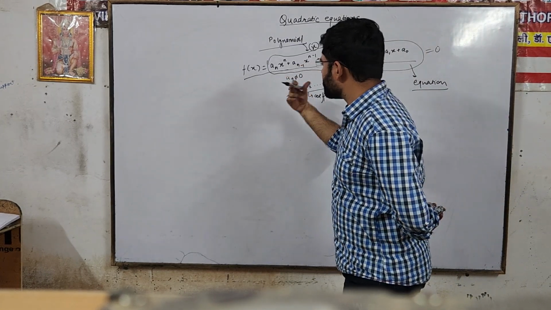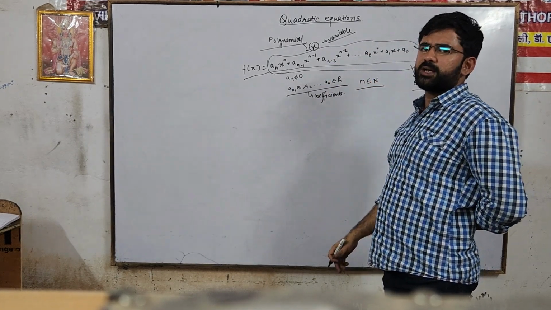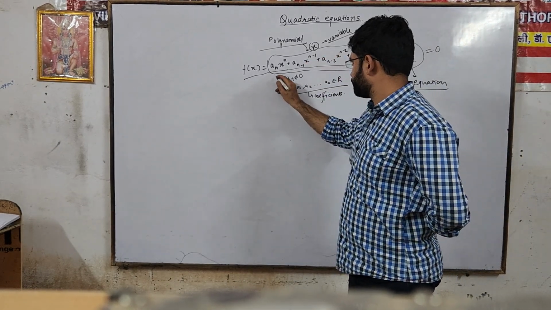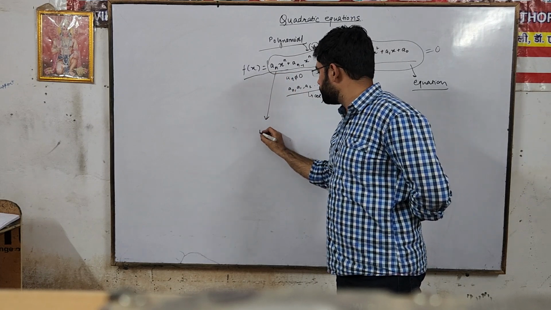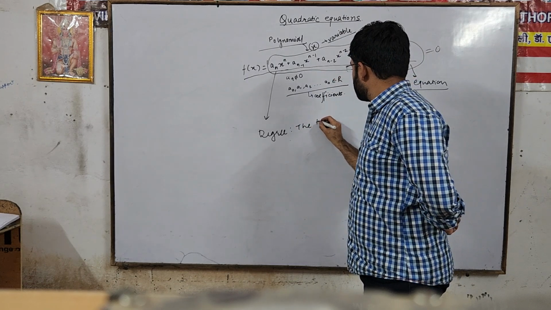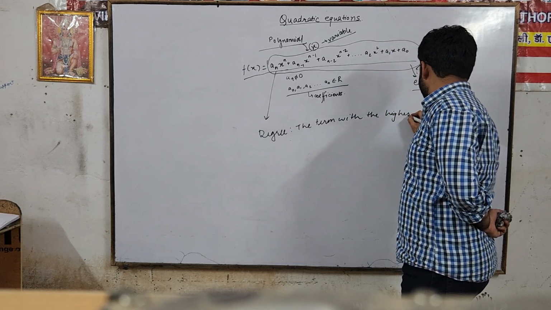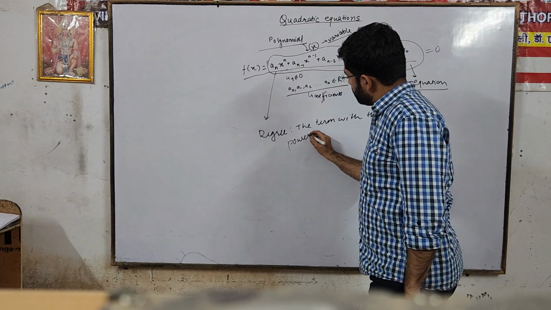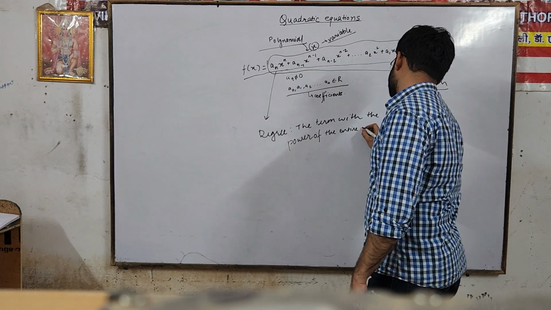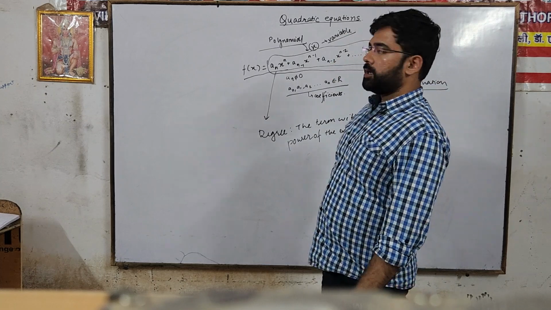Now there is a term where n is mostly a natural number, it can also be a rational number, real number. That's fine. Now I'll define another term, degree. So what is a degree? The term with the highest power of the entire expression or the entire polynomial is known as your degree term.